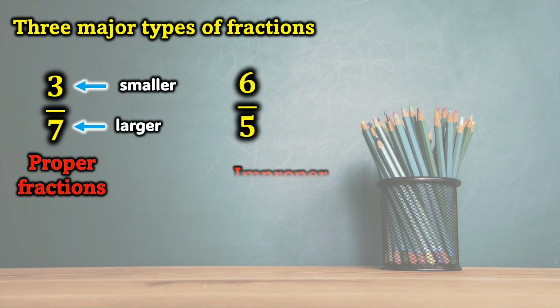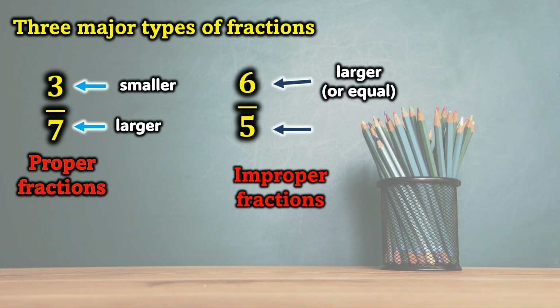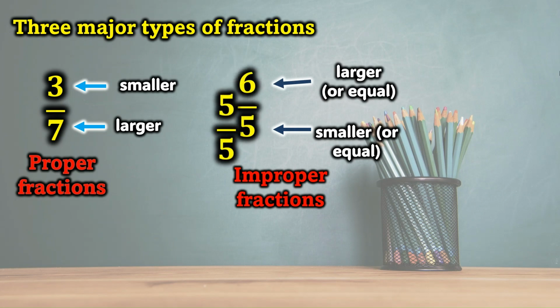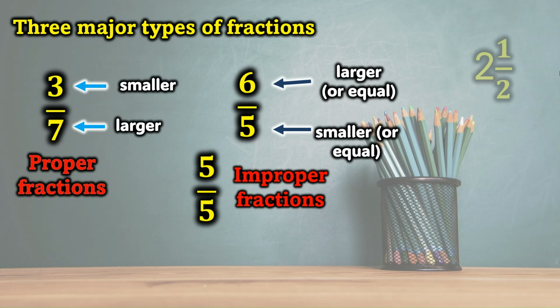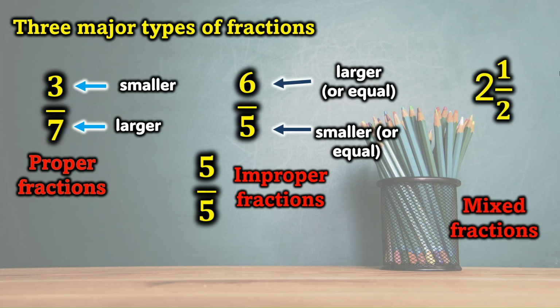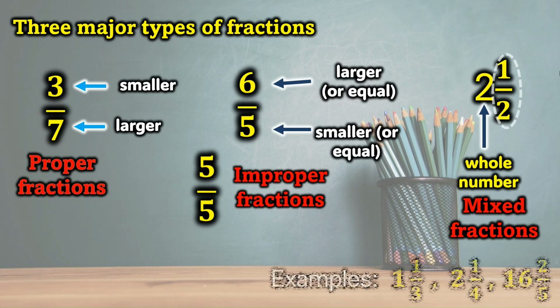Improper fractions, example, 6/5, in which the numerator is greater than, or equal to, the denominator. Some examples like 4/3, 11/4, 7/7 are improper fractions. Mixed fractions, example, 2 1/2, in which there is a whole number and proper fraction together. Some examples like 1 1/3, 2 1/4, 16 2/5.